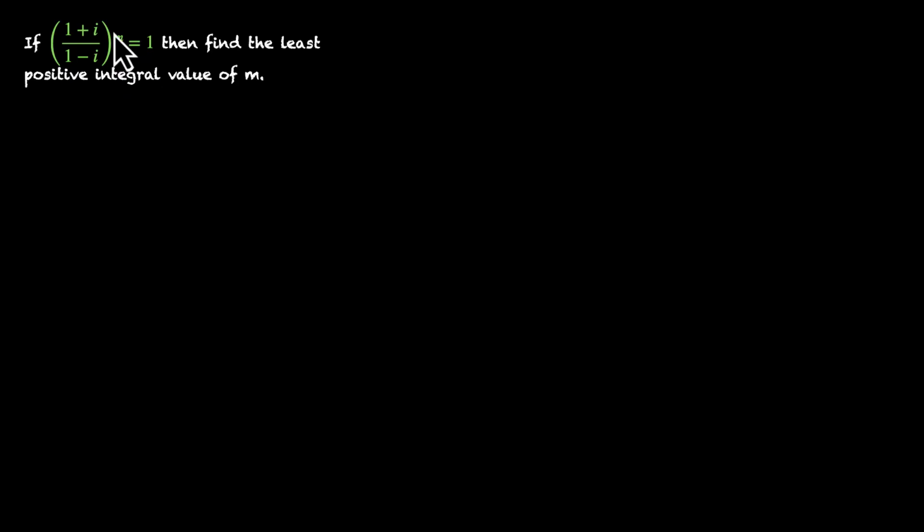Now, if m is 0, this expression raised to the power 0 is equal to 1. But we're asked the least positive integral value, so we need to try values like 1, 2, 3 and 4. That's one approach. But the other approach is to simplify this expression (1 plus i) by (1 minus i). Let's see what we have here.